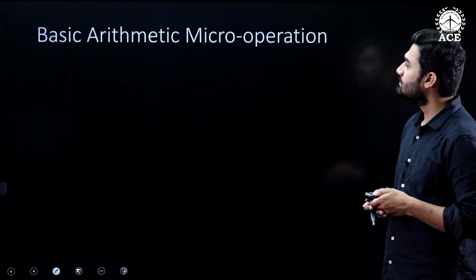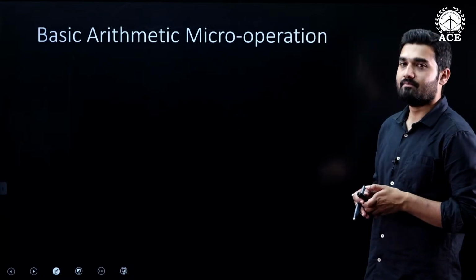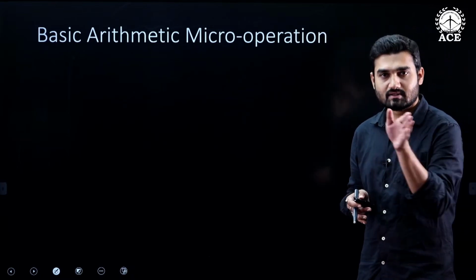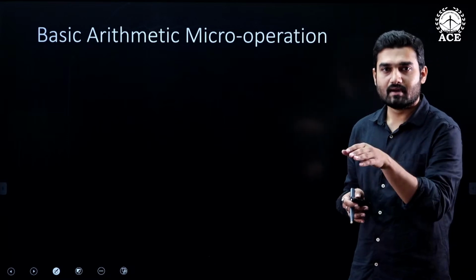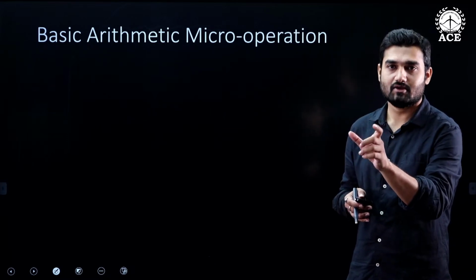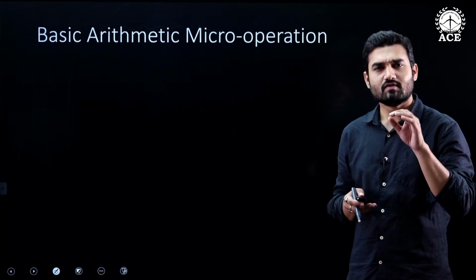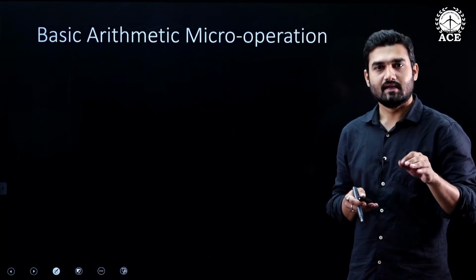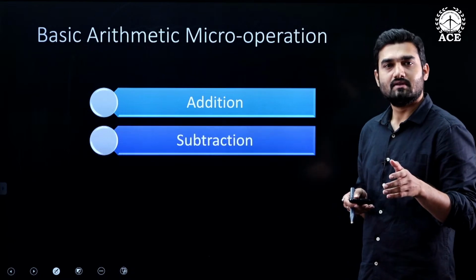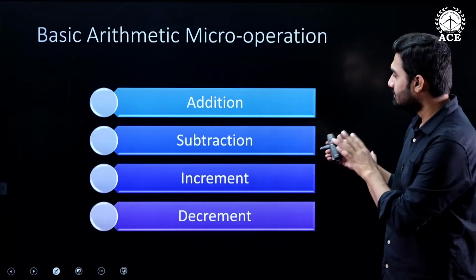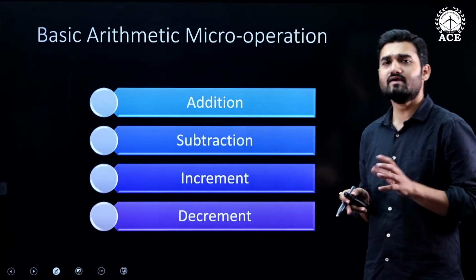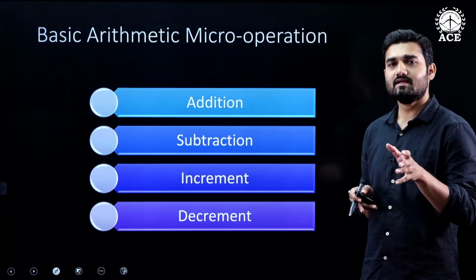We'll see those parts. In a basic arithmetic micro operation, we came to know arithmetic and shift. Now I'm telling you about the arithmetic micro operations. What are all the arithmetic micro operations? There are 4 very basic micro operations: addition, subtraction, increment, decrement. These are the 4 fundamental basic arithmetic micro operations.